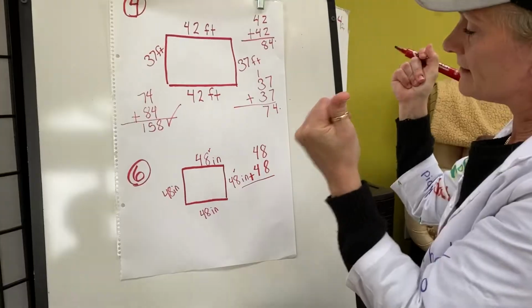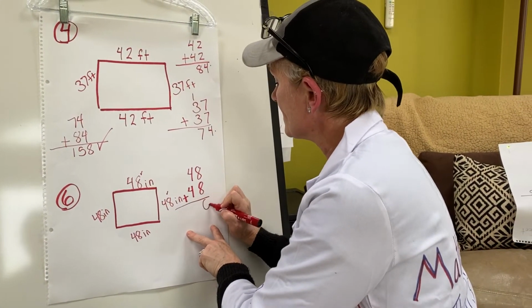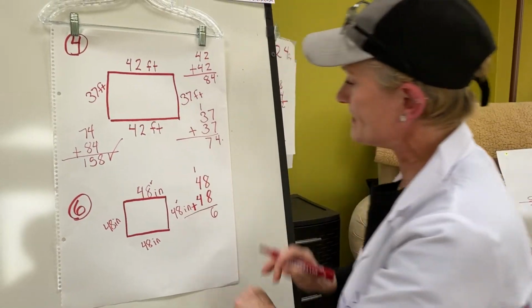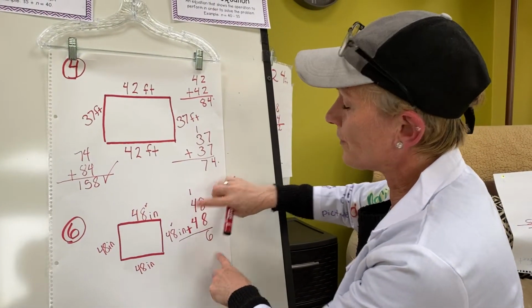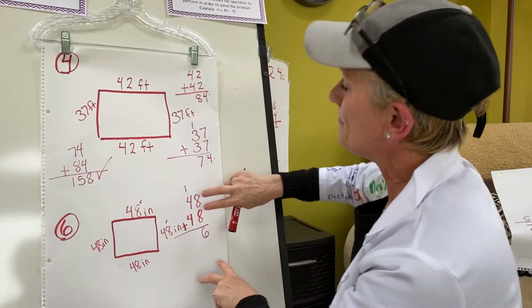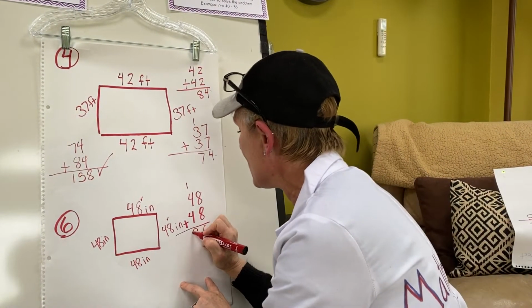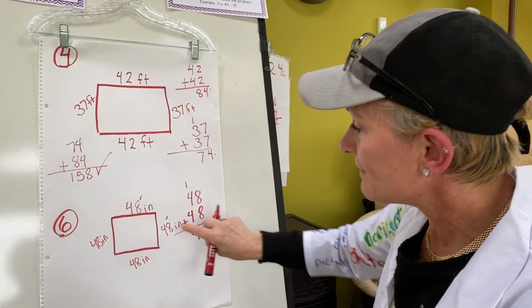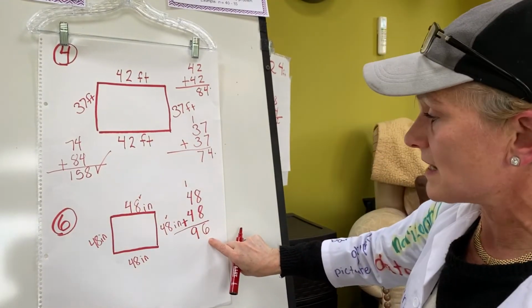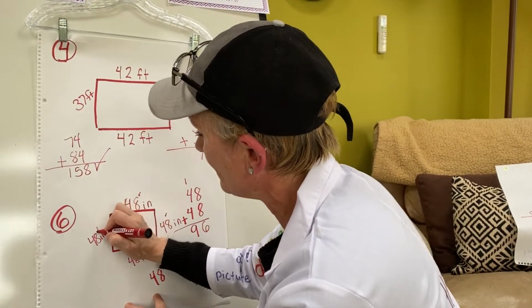8 and 8. Love my doubles. I hope you're yelling 16. Right. 6 extra ones. Carry that 10. 40 and 40. That's 4 and 4. But that is really a 40 and a 40. 80 plus that 10. You got it. 90. Now, friends, if this 48 and 48 equals 96, what do you think happens if I add this 48 and this 48?